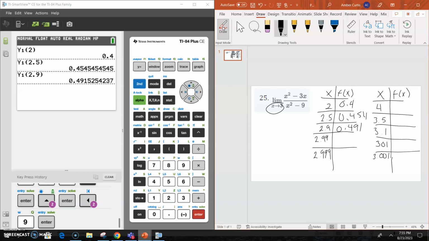I'll do the exact same thing for the other values, get my outputs, and then I'll know what the limit is from the left and what the limit is from the right. If the limit is the same from both directions, then I know the limit. And that's it.